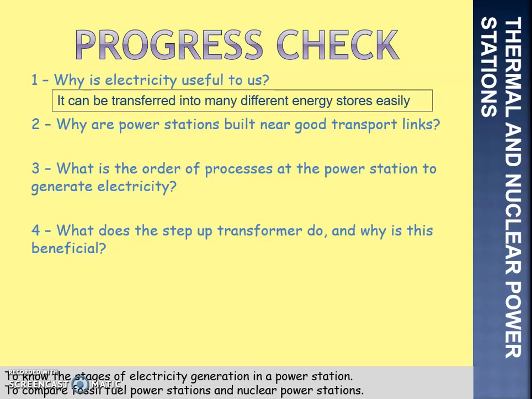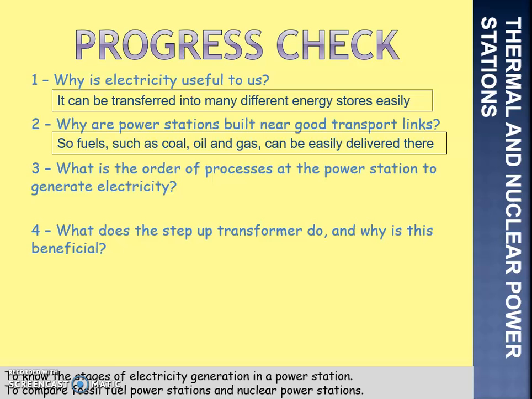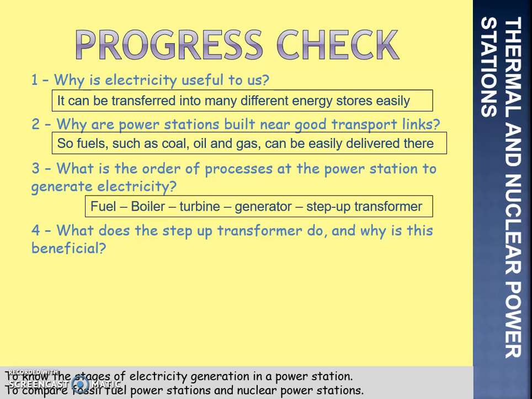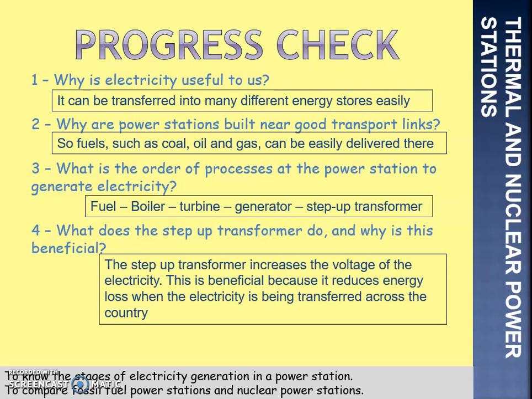Why are power stations built near good transport links? It's because fuels such as coal, oil and gas can be easily delivered there. What's the order of processes at the power station to generate electricity? It goes from the fuel to the boiler, boiler to the turbine, turbine to the generator, generator to the step-up transformer. What does the step-up transformer do and why is this beneficial? The step-up transformer increases the voltage of the electricity, and this is beneficial because it reduces energy loss when the electricity is being transferred across the country.